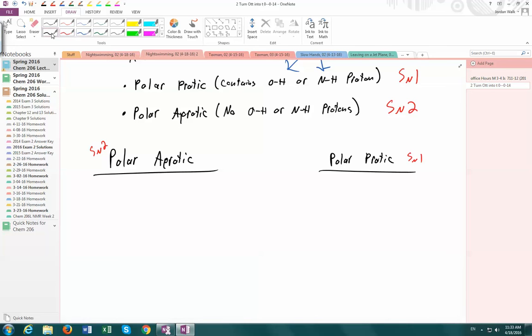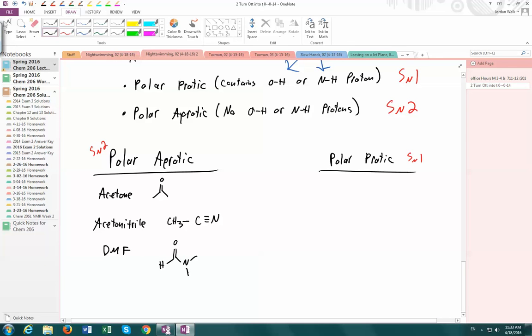All right, so some common solvents on the polar aprotic side would be things like acetone. You don't necessarily need to know these structures, but you do need to remember that they're polar aprotic solvents. Another common one is acetonitrile, which is a methyl group attached to a cyanide group. So methyl and then C in there. DMF, which is dimethyl formamide.